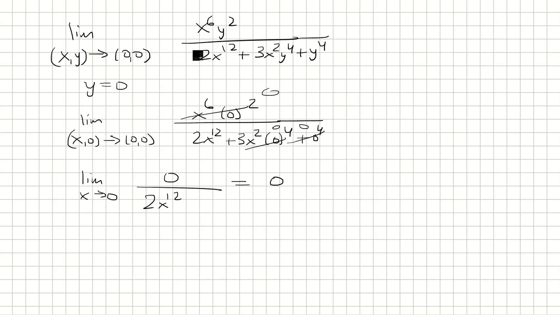Okay, now we're going to consider a different path. So the goal here is, can we get most of these terms to have x to the 12th as the exponent? It turns out we can do that. So if I take, let's say, x to the 6th y squared, if I set that equal to x to the 12th, divide both sides by x to the 6th, I get y squared is equal to x to the 6th, take the square root, and we get y equals x cubed. And that's going to work.